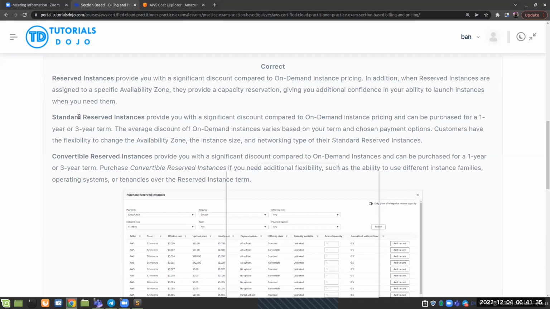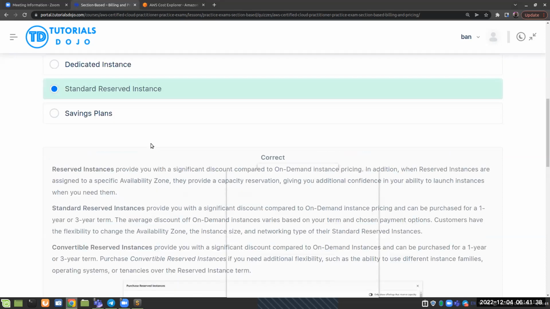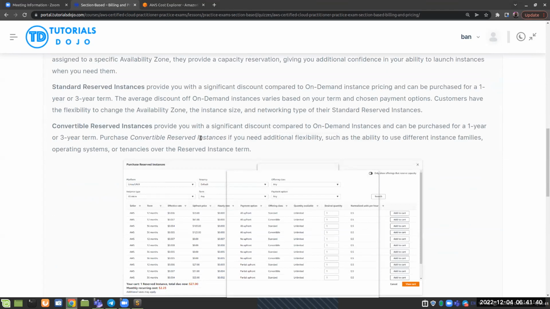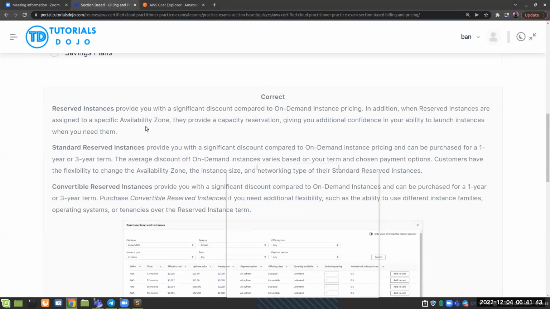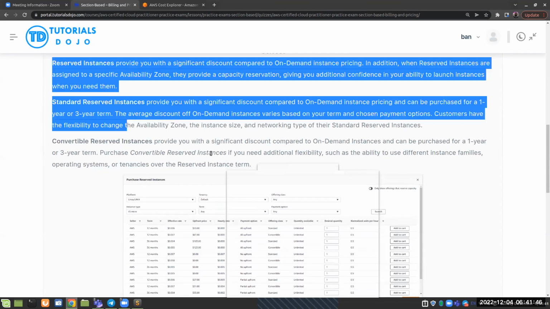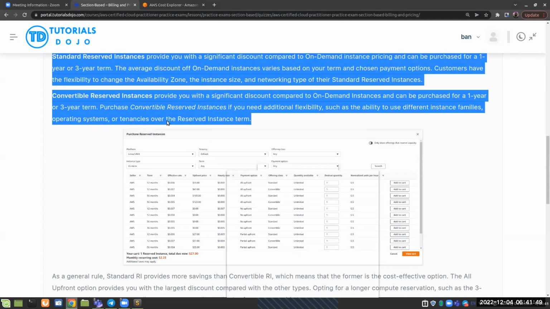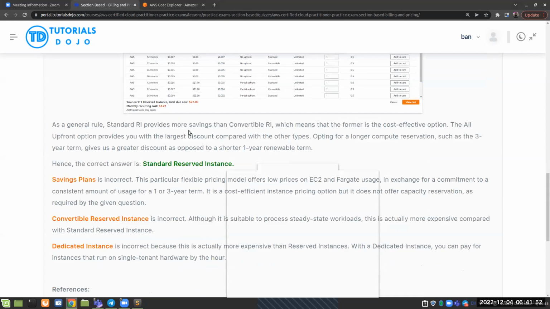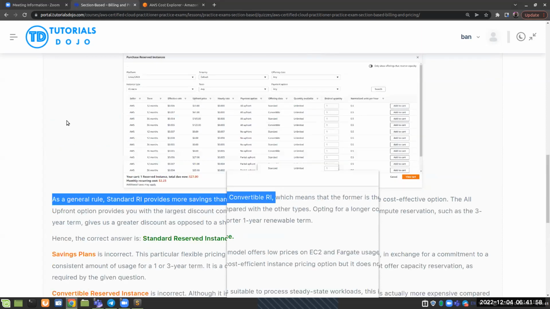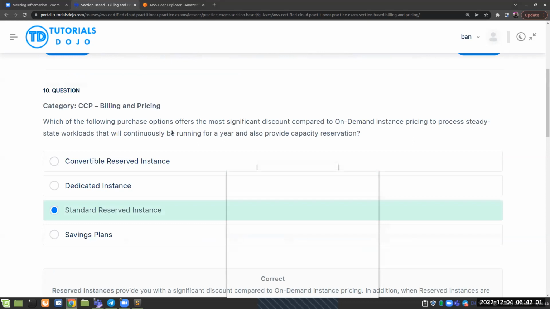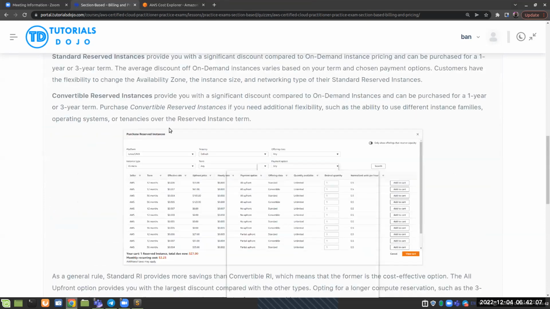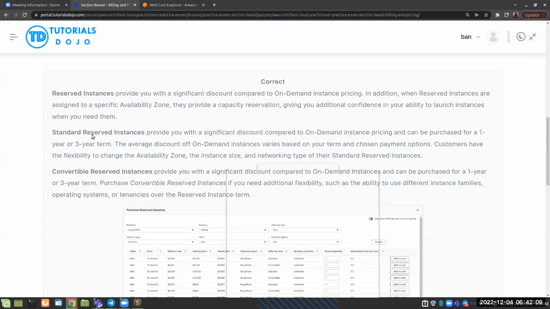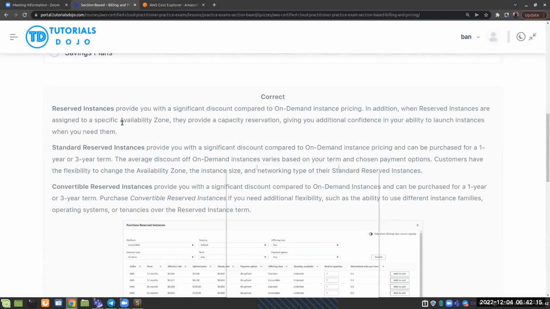So you have the different types: standard reserved and convertible reserved instances. And as Riley said, what I'll do is let me first copy this and share. It's good to know these differences. As a general rule, standard reserved instances provide more savings than convertible reserved instances. So that's what you should have in mind. That's what Kinyo mentioned. You are looking for the most significant discount, right? Once you know these different types, you should know that standard reserved provides more discount than convertible reserved instances.